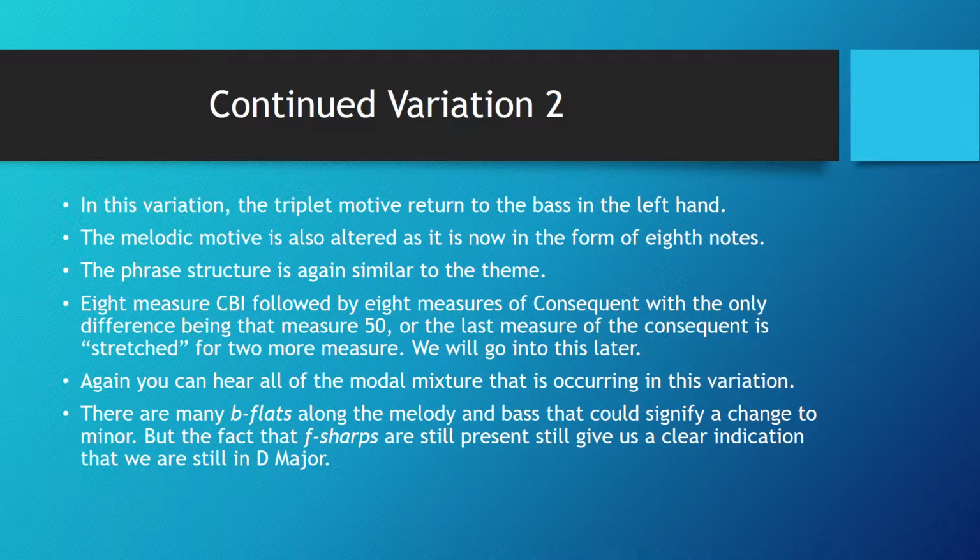And then again, phrase structure is pretty similar. You have the eight measure CBI, followed by eight measures of the consequent, with the only exception being that after measure 50, which is the last measure of the consequent, you add two more measures, so it's being stretched a little bit, and we'll go into this later. And again, you can hear a lot of modal mixture in the variation. You can see and hear a lot of B flats in the melody and even in the bass, and it makes you think it might be in minor because of the B flats, right? But then you see there's still a lot of F sharps, so it's a pretty clear indication that we're still in D major.